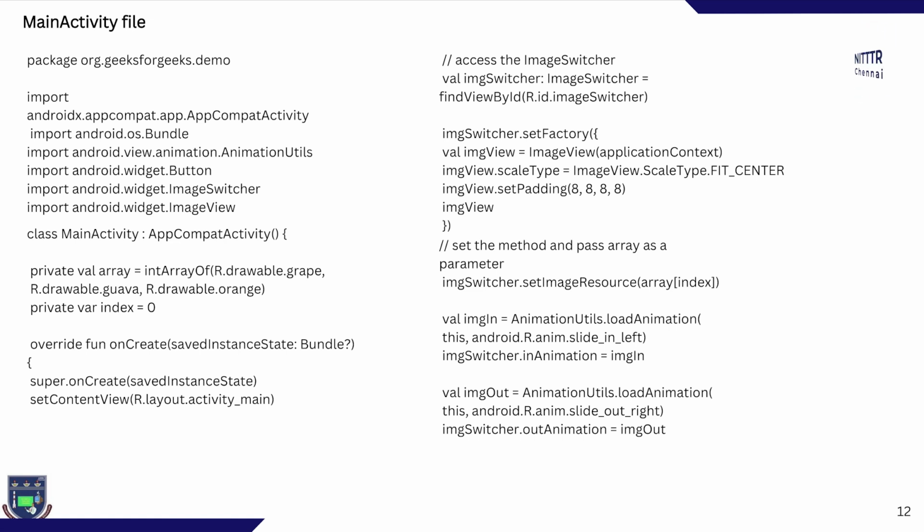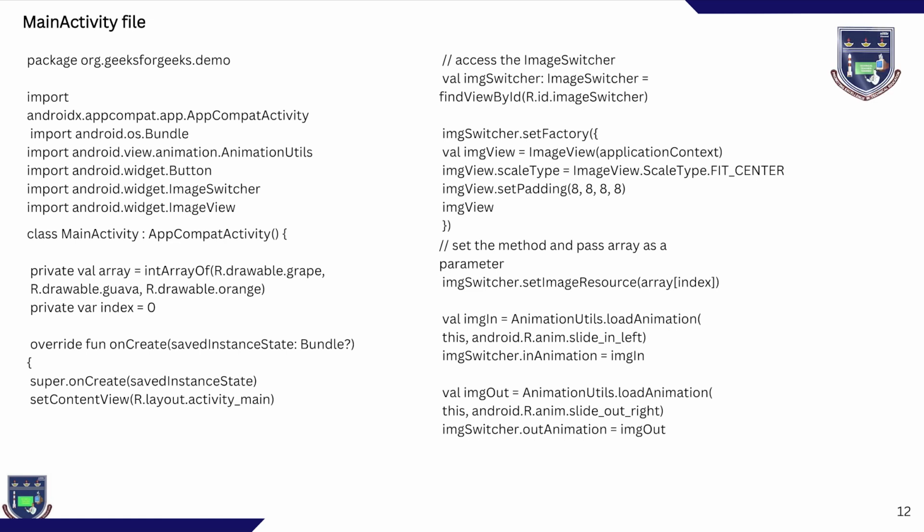The first one is the package org.jigs4jigs.demo. This particular package defines the application's package namespace. Here we are importing the Android libraries like app compat activity, animation utilities, image switcher and image view to handle the user interface components and animations. Next we have to define the class. Here MainActivity extends AppCompatActivity, making it the main entry point for our application.